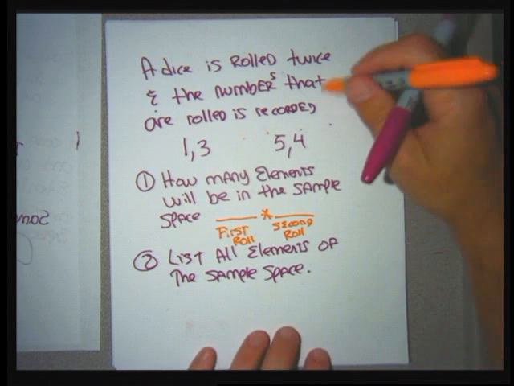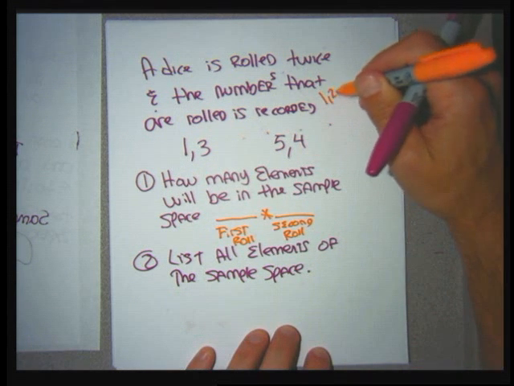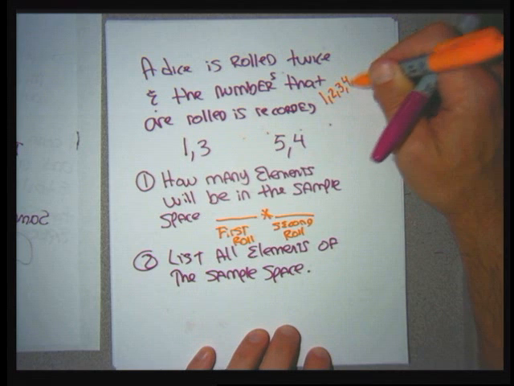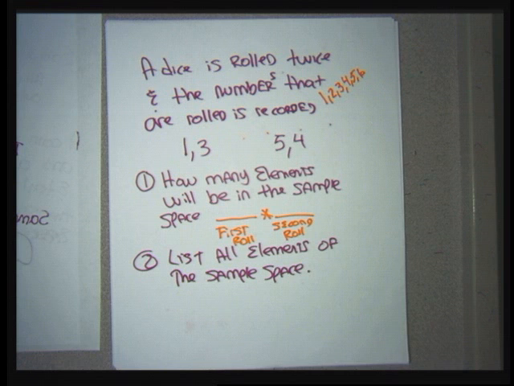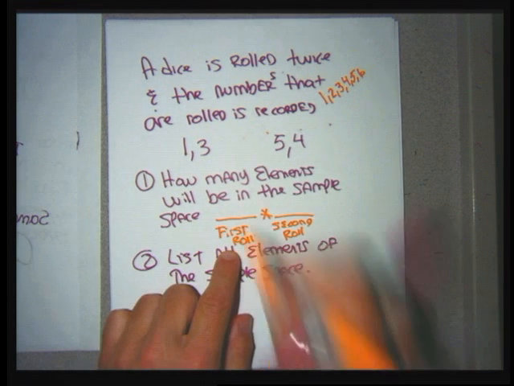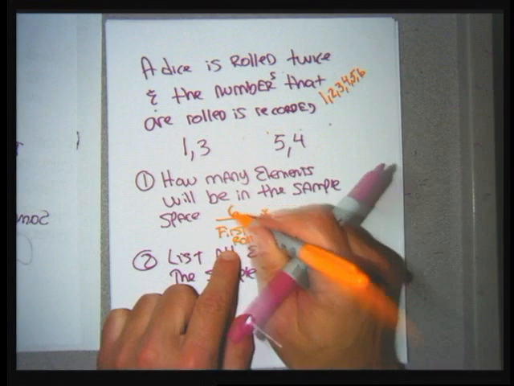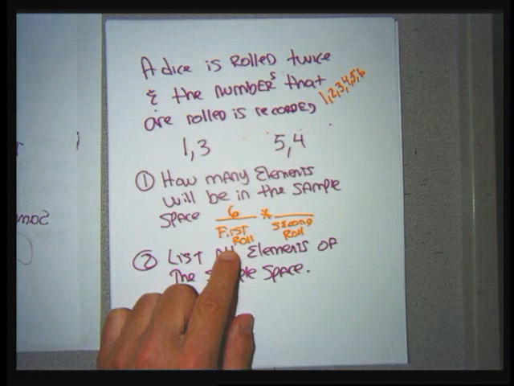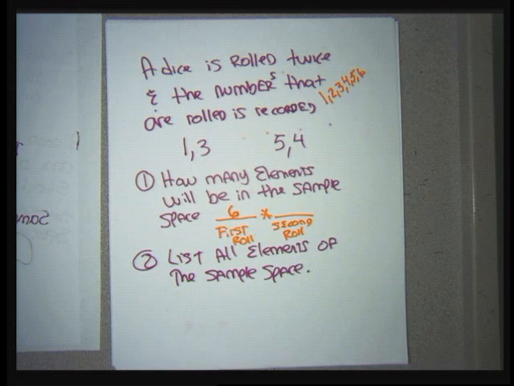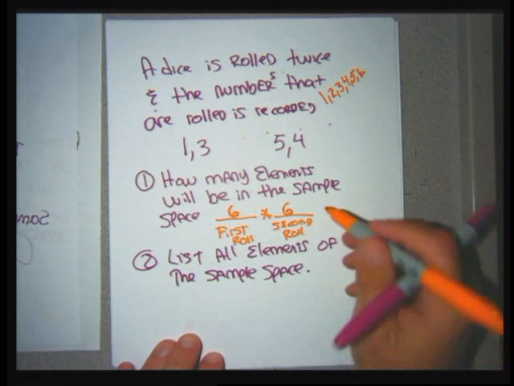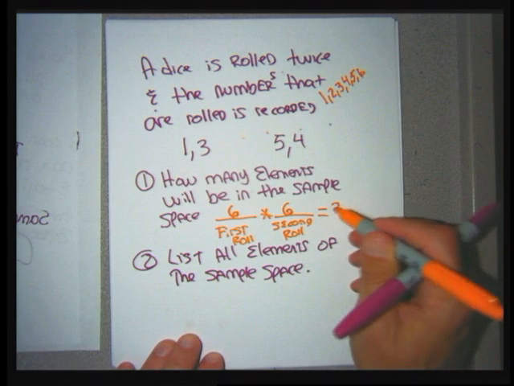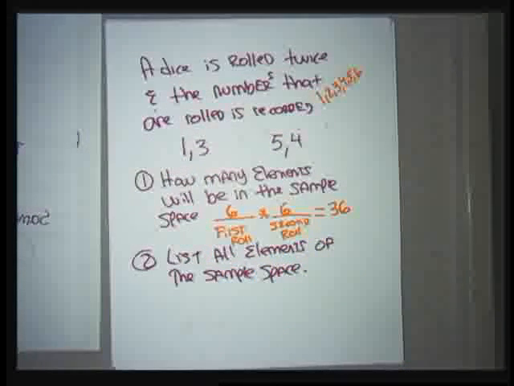I'm assuming that my dice is a standard 6-sided dice, and it has the numbers 1, 2, 3, 4, 5, and 6 on it. So when I roll the dice, my first roll can be any number between 1 and 6. And then I pick it up and roll it again. The second roll can be any number between 1 and 6. So there's going to be 6 times 6 are 36 elements in my sample space.